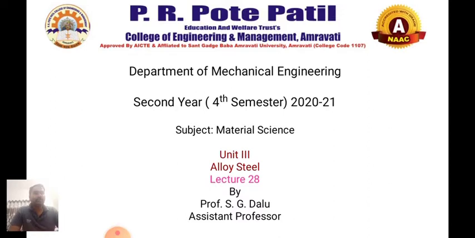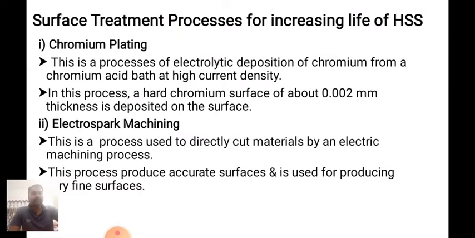So today we will study the surface treatment performed on the HSS, that is high speed steel, in order to increase the desired properties. The first surface treatment process performed on HSS is chromium plating. Actually, that chromium plating we have revised in the last lecture also.